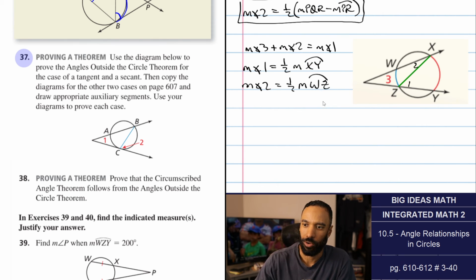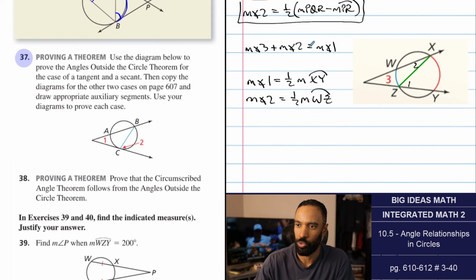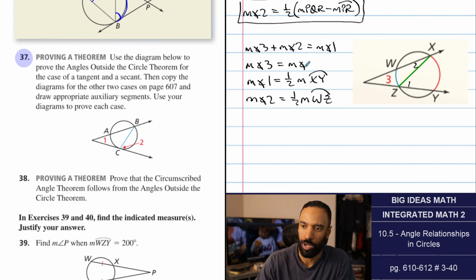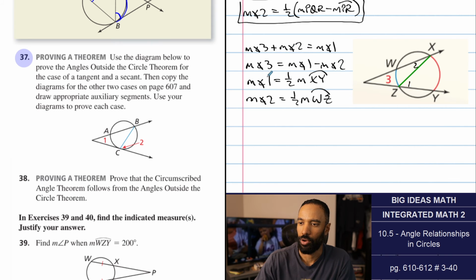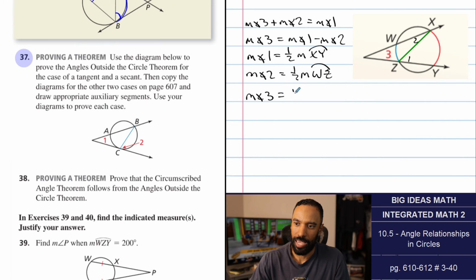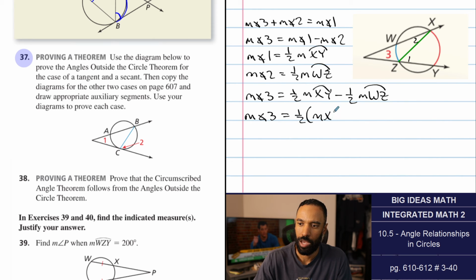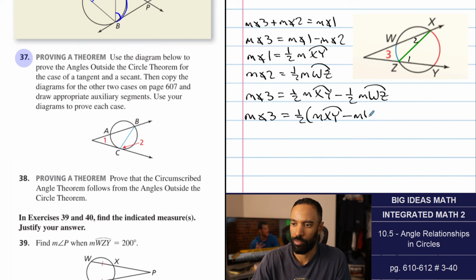Oh, I didn't, hold on, I didn't subtract, let me go back. I didn't subtract measure of angle 2 on here yet. So measure of angle 3 equals measure of angle 1 minus measure of angle 2. Okay, so now let's substitute. So measure of angle 3 is 1/2 measure of arc XY minus 1/2 measure of arc WZ. Therefore, factor out the 1/2: measure of angle 3 equals 1/2 measure of arc XY minus measure of arc WZ. There we go.